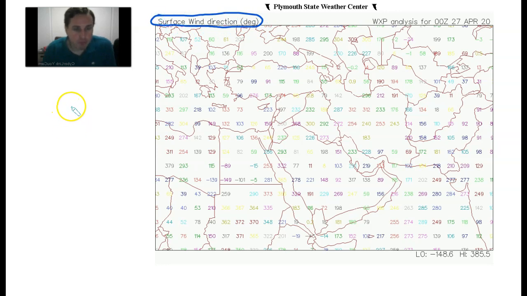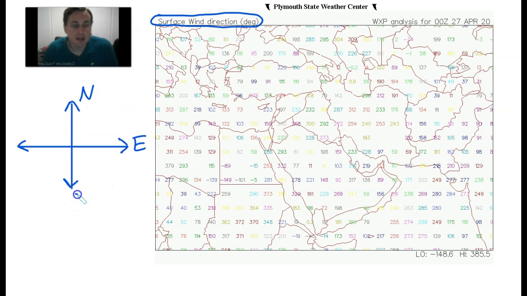Now, by the way, the reference is like so. The reference is north, east, south, and west. This is 0 degrees. This is 90 degrees. This is 180 degrees. And 270 degrees. And winds are named for the direction from which they come. So a 0 degree wind would be coming from the north. And then an east wind would be about 90 degrees, coming from the east. And so on and so forth.